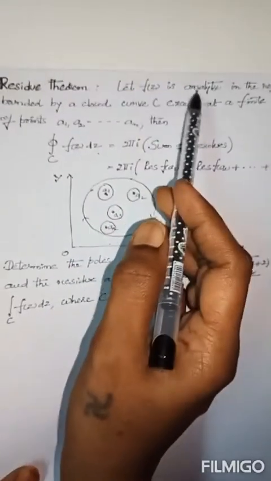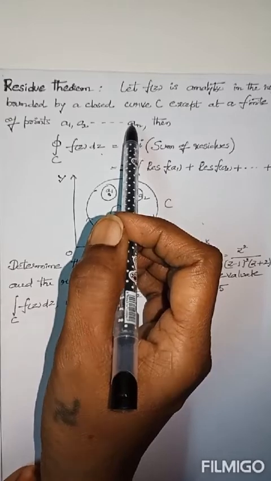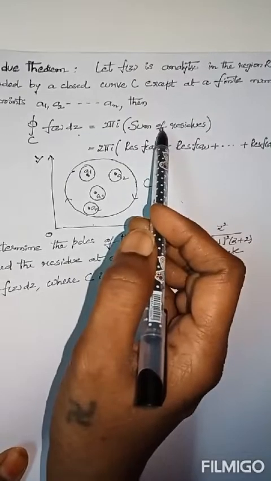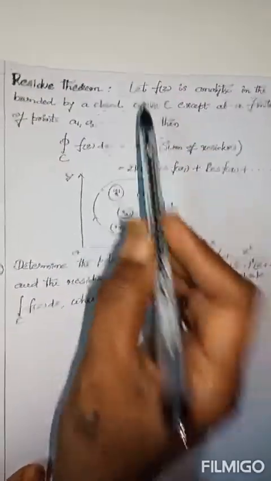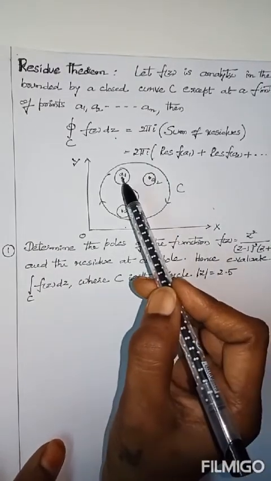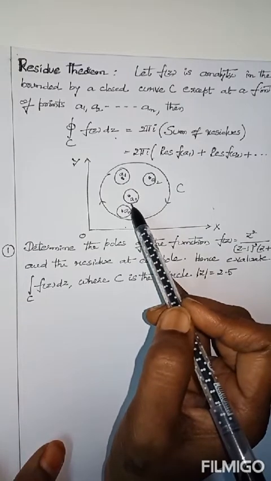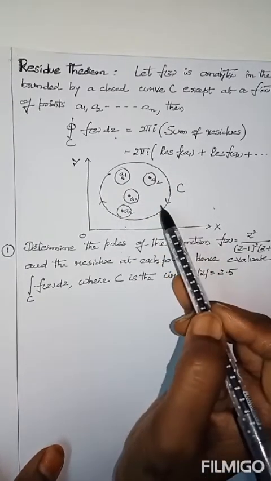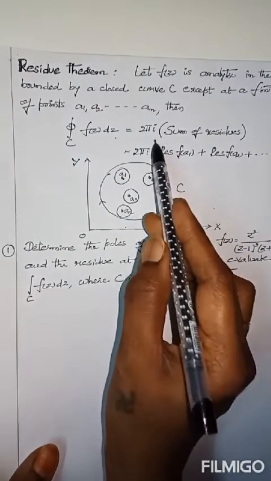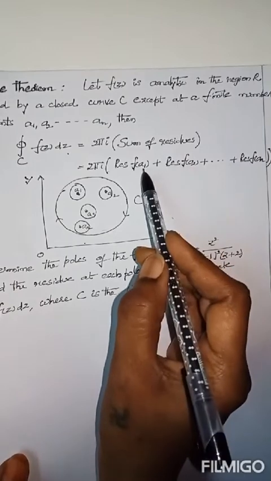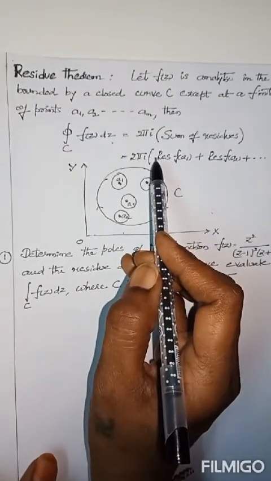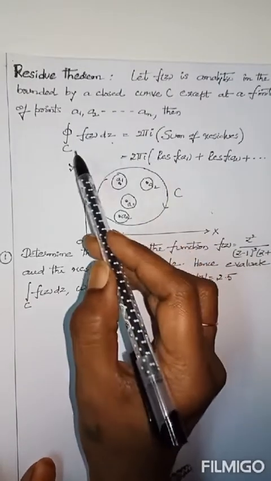At those points the function is not analytic. At those points we have to find residues, and those residues we have to sum here. Once again, f(z) is an analytic function in the region enclosed by the curve C except at some points a1, a2 and so on up to an. Then the integral over C of f(z) dz can be defined as 2 pi i times the sum of the residues at a1, a2 and so on up to an. Using this statement we can evaluate many integral problems.